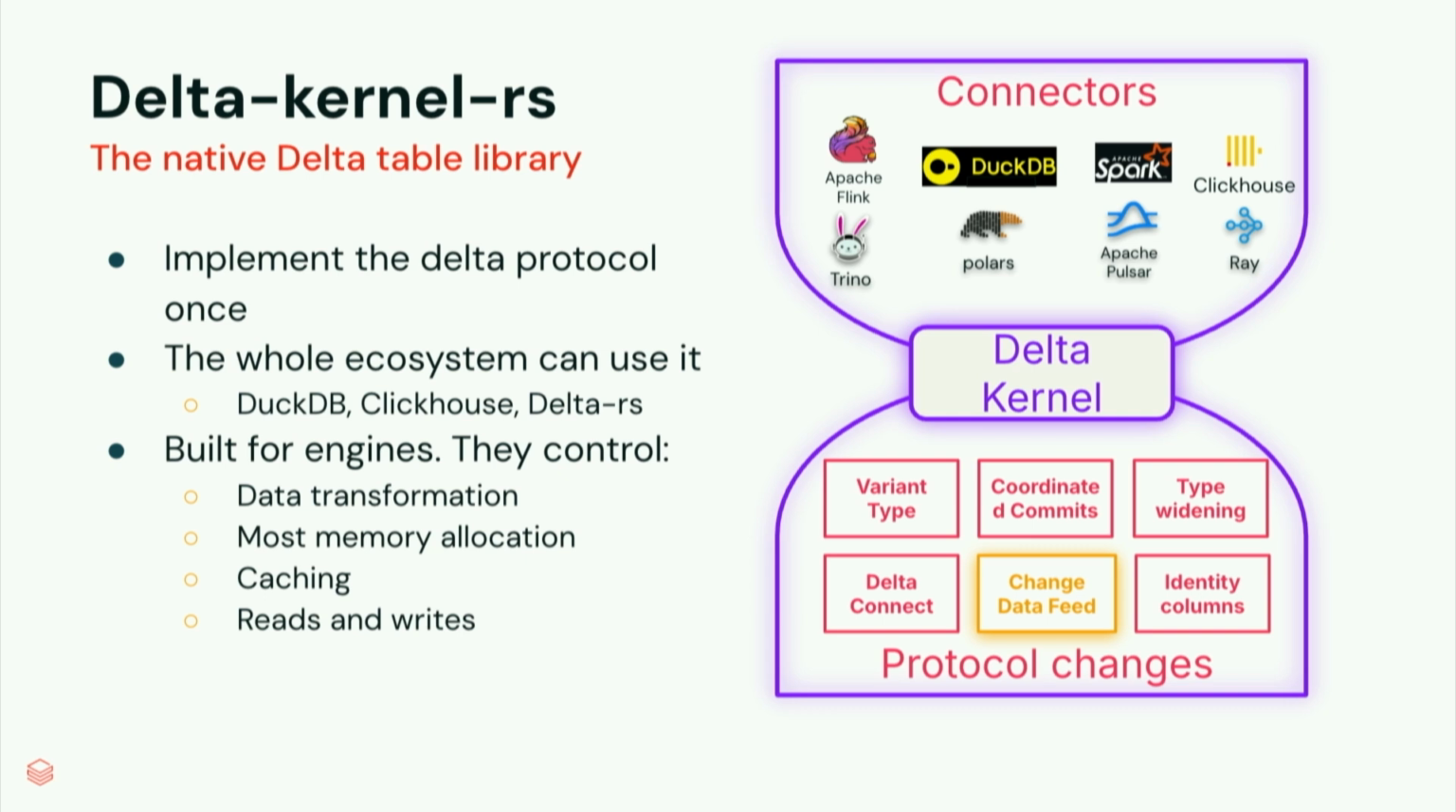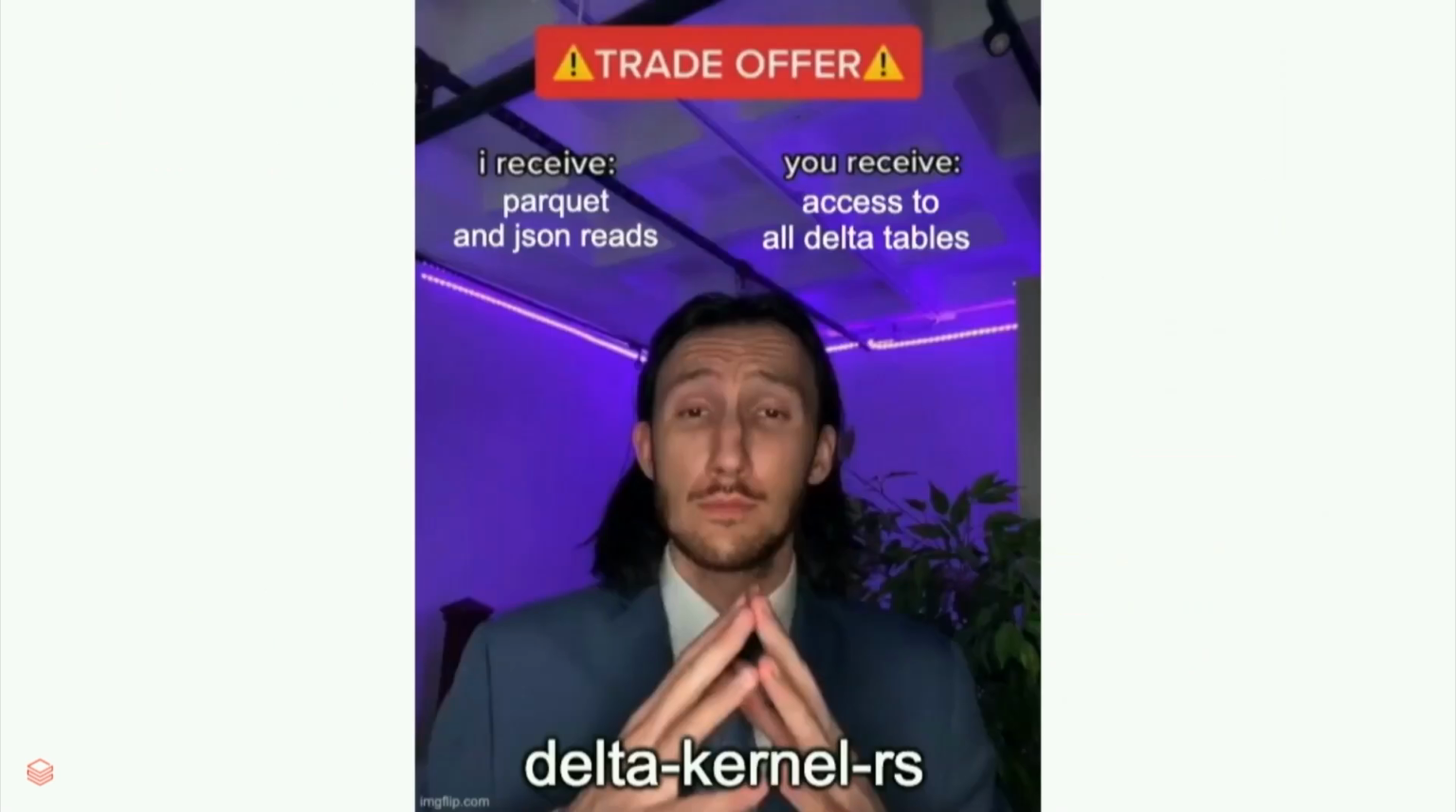The way that I like to pitch kernel is a small trade offer, right? As long as an engine or a connector is able to give us the ability to read JSON and read Parquet, we give them the full Delta protocol. And so with that, any engine that is able to read Parquet or JSON is able to read these change data feeds. That becomes pretty powerful, right? You can now use DuckDB. You can connect to it through .NET, or you can connect to it through Flink or Trino, and so on.